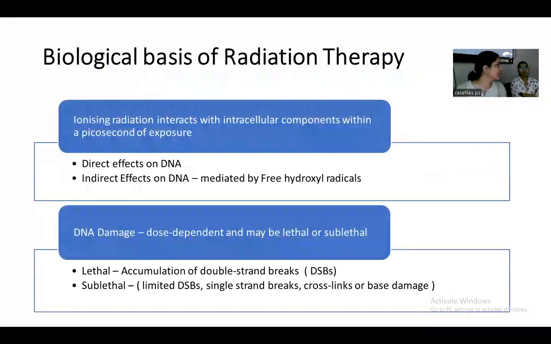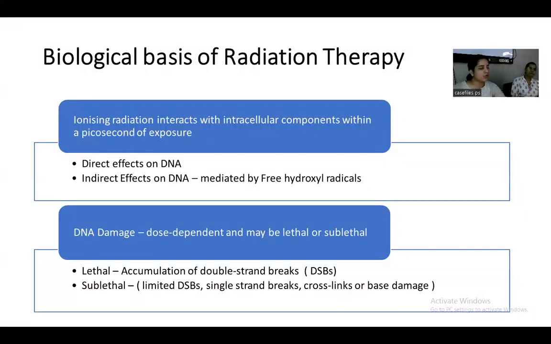Coming to the biological basis of radiation therapy, how the radiations affect the tumor cells basically. So when the ionizing radiations interact with the intracellular components, they do so within 10⁻¹² seconds of their exposure. So they cause the DNA damage of the tumor cells. Now this DNA damage can be caused by the direct effects on the DNA or by the indirect effects on the DNA. Indirect effects are mediated by the ionization of the water molecules, which produces the free radicals that cause DNA damage. Now, this DNA damage is dose dependent.